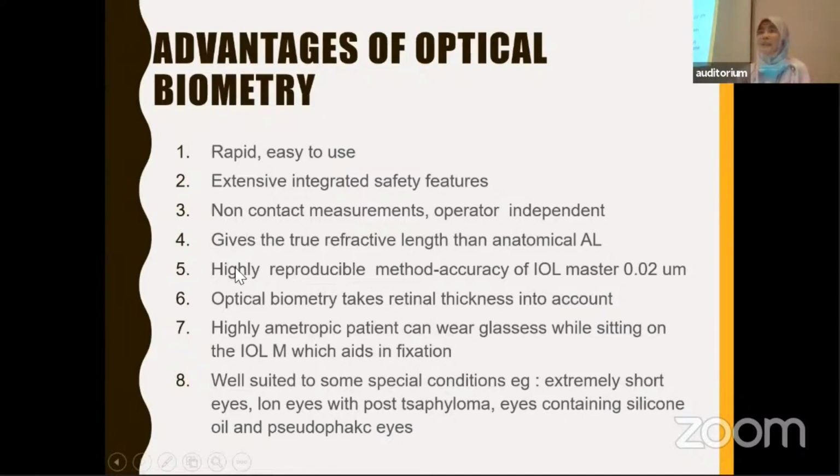we never use it in our setting, even though the IOL Master supplier mentions it in the manual. We check the patient without glasses, so the patient can fixate well on the light. And number 8, well suited to some special conditions: extremely short eye, long eye with post-retina. Yes, it's easy to get the axial length for patients with high myopia or high hypermetropia, because the patient can fixate. And with apprehension, sometimes the patient loses their fixation.